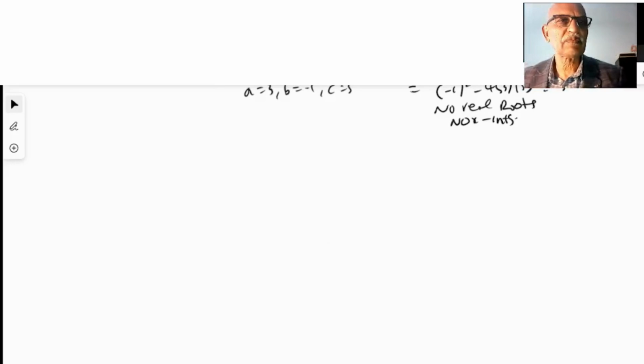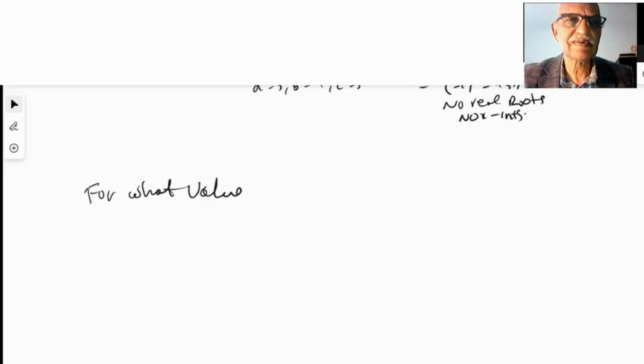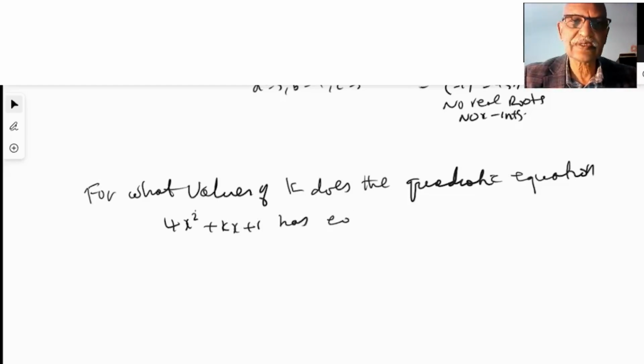Okay, let's do one question. For what values of k does the quadratic equation 4x squared plus kx plus 1 have equal roots? So for what value of k does the quadratic equation have equal roots?